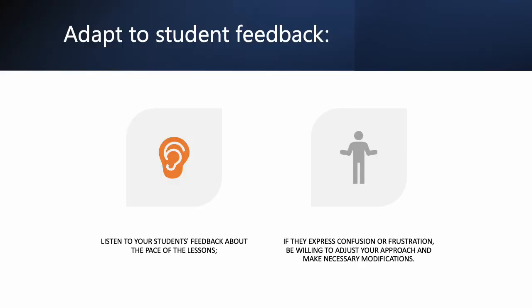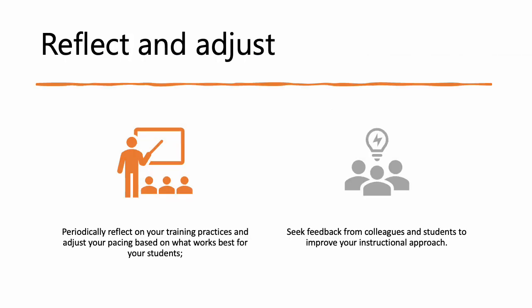Adapt to student feedback. Listen to your students' feedback about the pace of the lessons. If they express confusion or frustration, be willing to adjust your approach and make necessary modifications. Reflect and adjust. Periodically reflect on your training practices and adjust your pacing based on what works best for your students. Seek feedback from colleagues and students to improve your instructional approach.